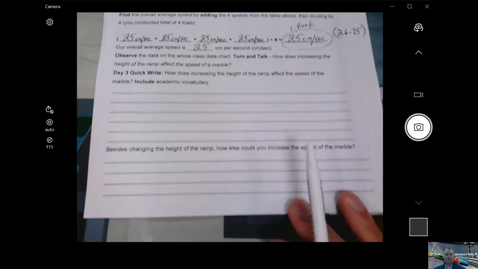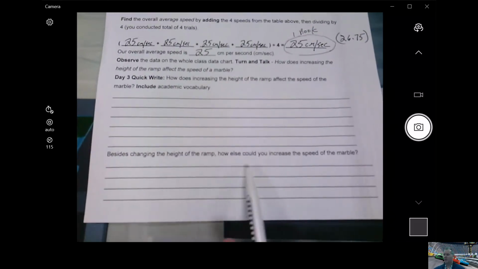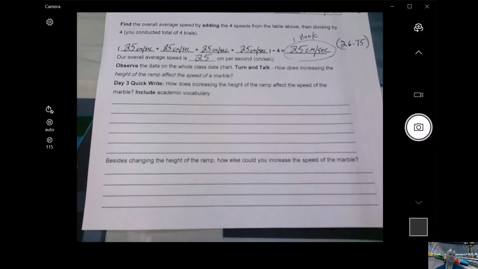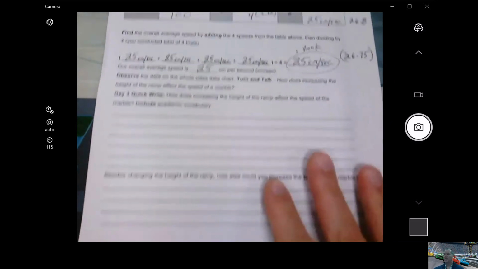So you'll answer those questions when you get all your class data in there. And then here's a cool little question in the end. Besides changing the height, how else could you increase the speed of the marble? Let's say you just kept the ramp at the same height. You don't change the height, but you change something else. That would be a totally different experiment. So what else could you change to increase the speed of the marble if you just kept the ramp the same height? Just a little extended thinking there for yourselves.